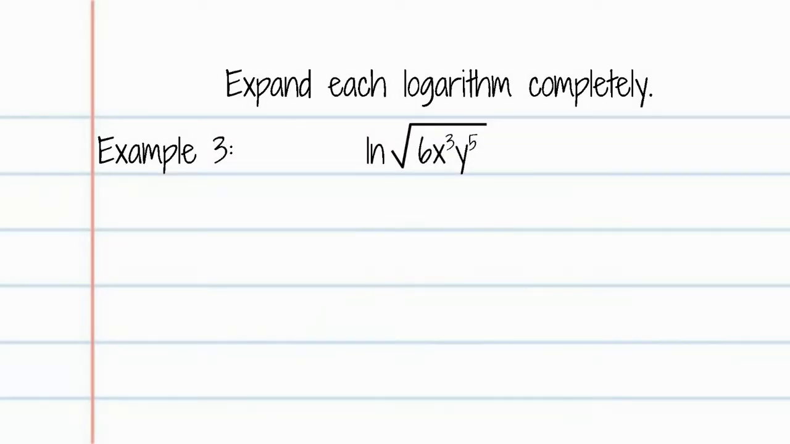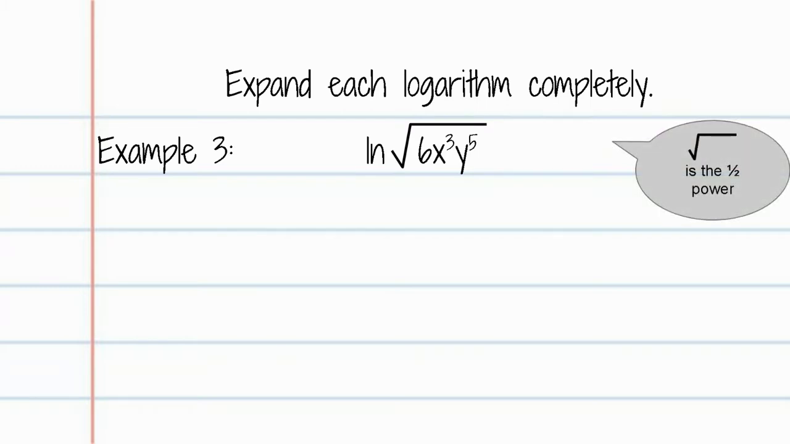Okay, example 3, I chose this one because it has a square root. First of all, this is the natural log base e. If you're curious why it says ln instead of log, that L and the N stand for natural log. And then what we're going to do first on this one is deal with that square root. Keep in mind that the square root is the 1/2 power.